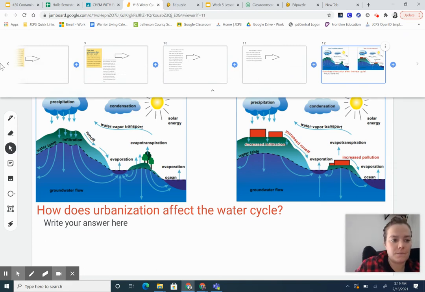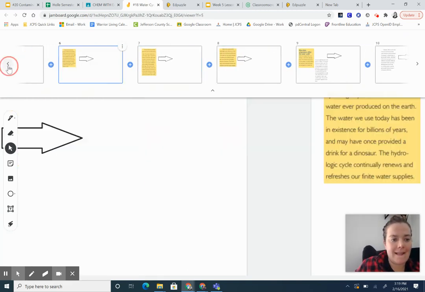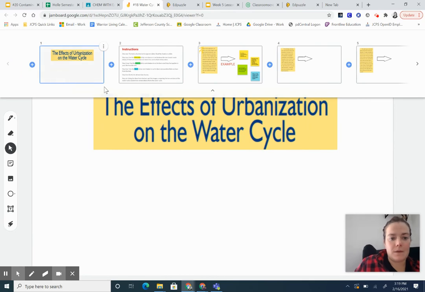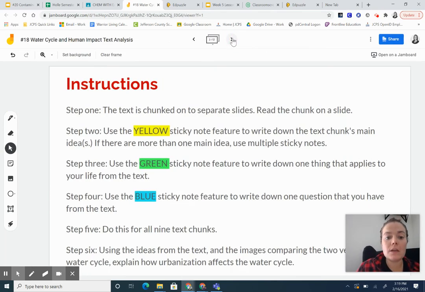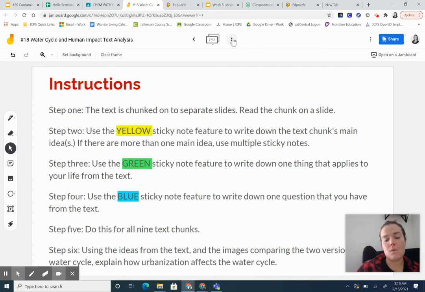So to get us back to the beginning, it will look like this. The effects of urbanization on the water cycle. So here's the process that you're going to follow. What I've done is I've taken about a 2-page essay or article, and I've put it into chunks. And each chunk has its own slide.